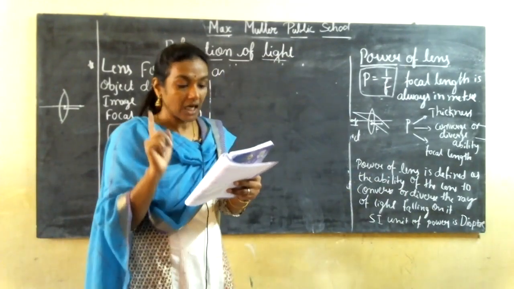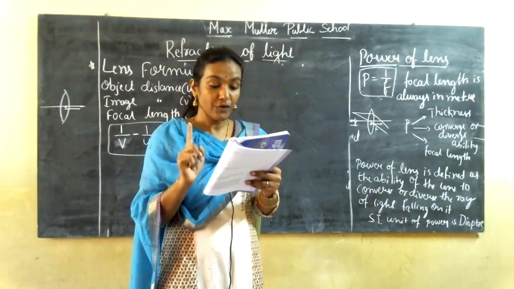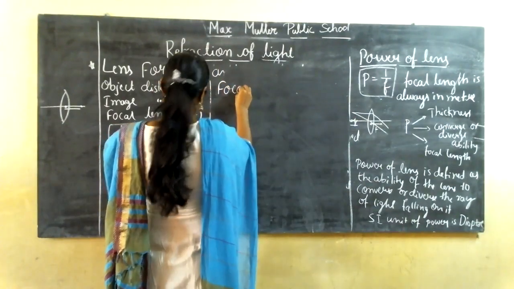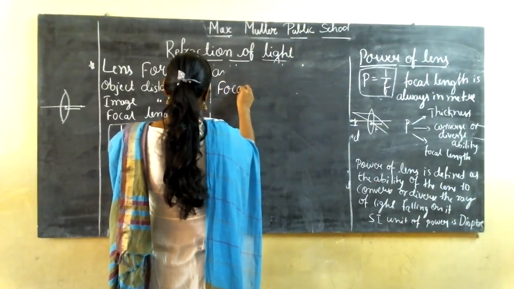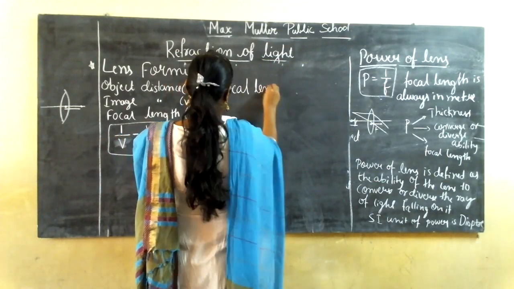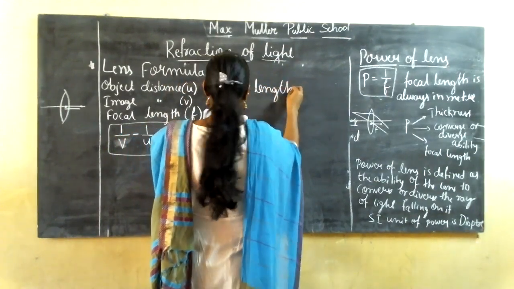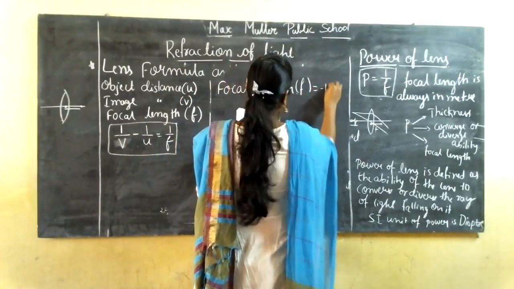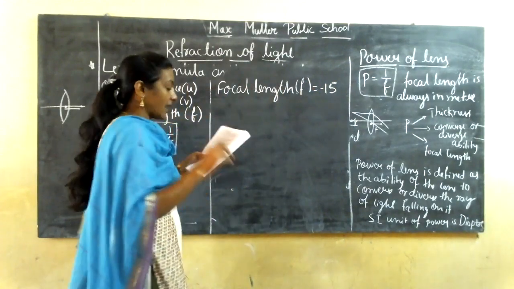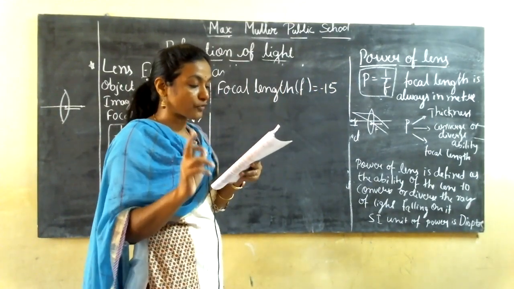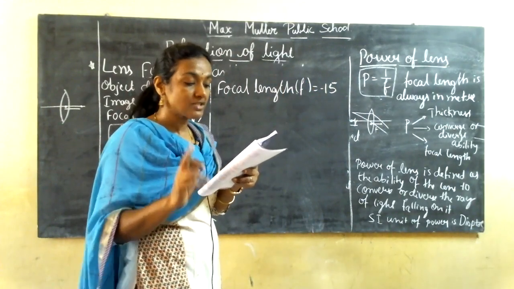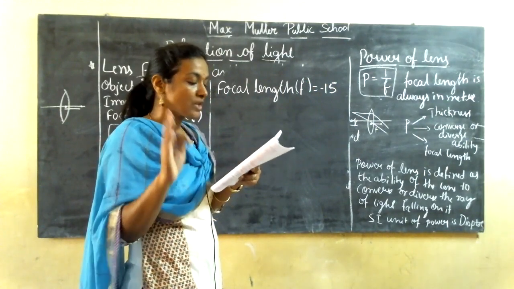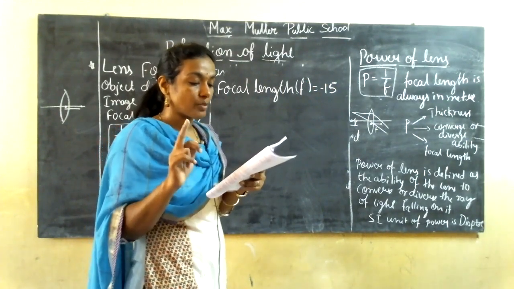So, a concave lens has a focal length of 15 centimeter. Focal length f is here 15 centimeter. Next, at what distance should the object be placed from the lens so that it forms an image at 10 centimeter from the lens? Clear? So find the magnification produced by the lens.